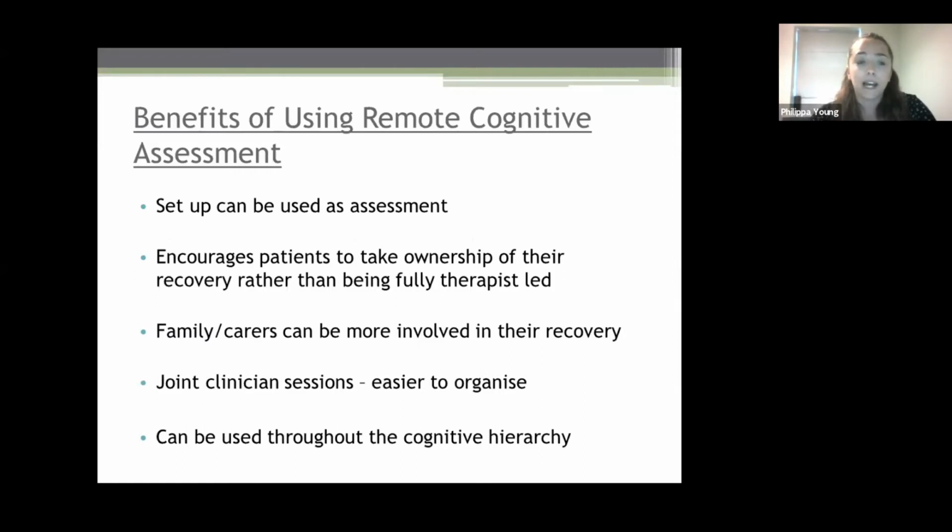Another benefit that's been highlighted is that by giving patients the ownership of using the video platform for their therapy sessions, it's encouraged patients to take charge of their own recovery. So rather than being reliant on therapists visiting them, they have to meet us halfway for their sessions.